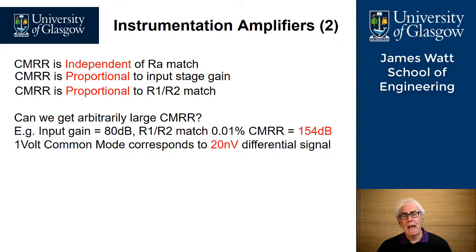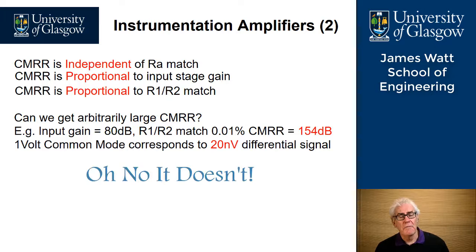Does this mean that we can get any common mode rejection ratio from this type of amplifier whatsoever? In other words, if we had an input gain of 80 dB or 10,000 times, and we had an R1 over R2 match of 0.01%, does that mean we can get a common mode rejection ratio equal to 154 dB? If we had a 1 volt common mode input signal, that would correspond to a 20 nanovolt differential signal at the inputs. That sounds like an incredible opportunity, and it would be a very high performance circuit. Unfortunately, it doesn't work as well as that.